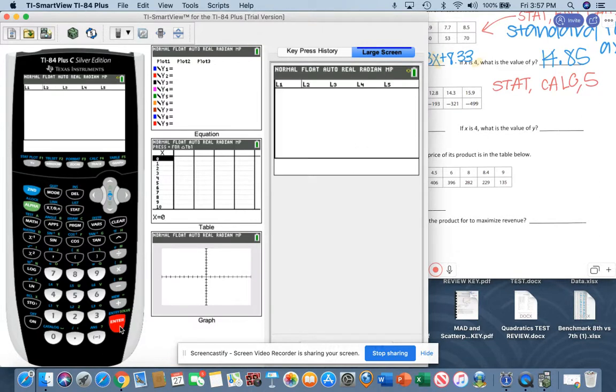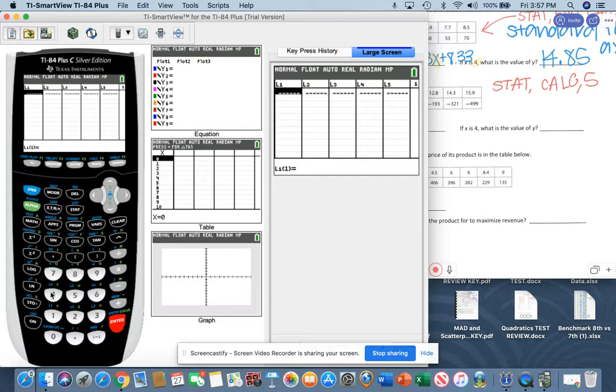Stat, enter. L1, I'm putting in 4.7, enter, 6.7, enter, 8.5, enter. And then I'm going to move on to my L2.